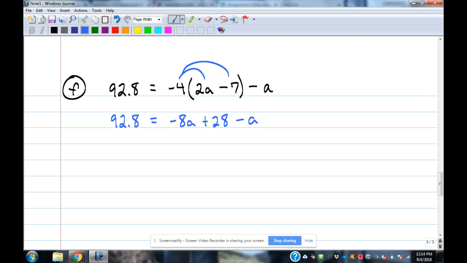Mathematically and legally, it's okay to move the 28 first. But I think that kind of muddies the water a little bit, and that's where some of us get confused, when we start moving things before we get like terms together. It'll help us eliminate some of our problems if we do that. So we're going to put -8 and negative, what's in front of that a? -1. So -8, -1 would be -9a plus 28 equal to 92.8.